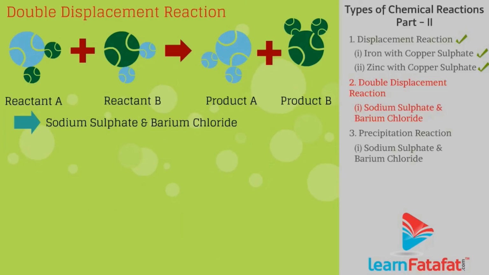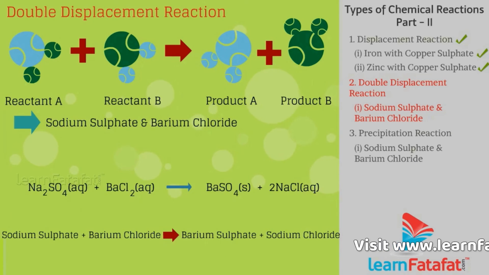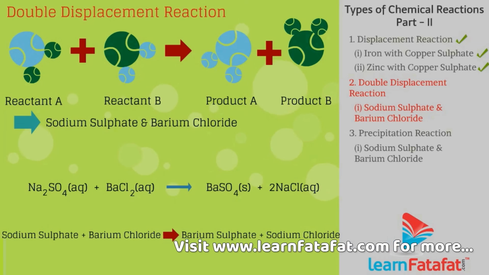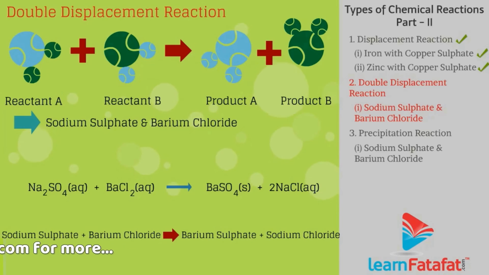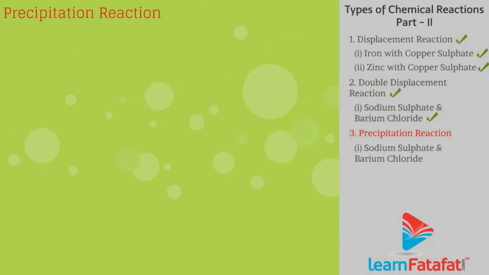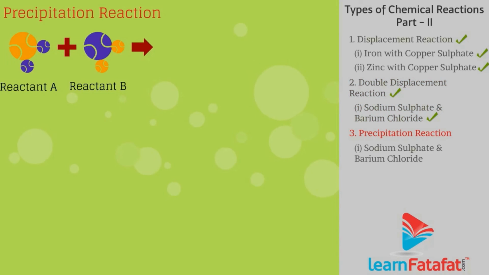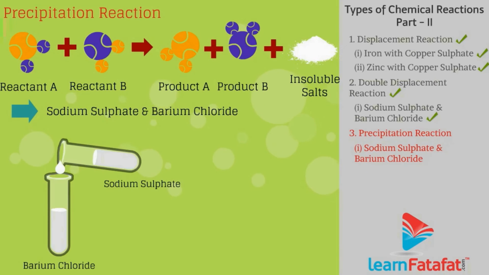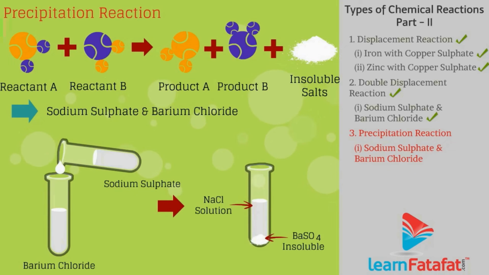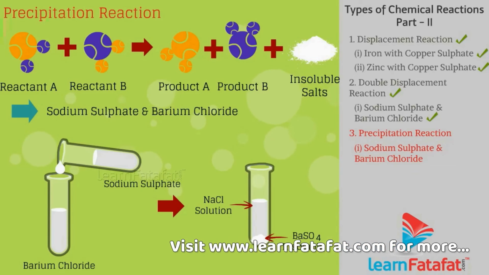Reaction representation. Na2SO4 plus BaCl2 gives BaSO4 plus 2NaCl. Precipitation reaction. Any reaction that produces a precipitate, that is insoluble salts. For example, sodium sulphate and barium chloride. When we mix sodium sulphate solution to barium chloride solution, white insoluble barium sulphate, that is BaSO4, is formed.